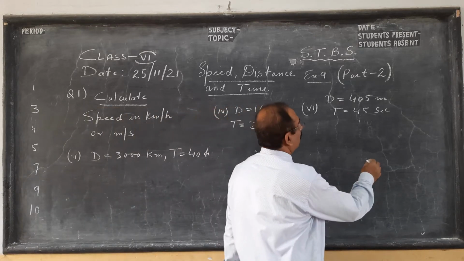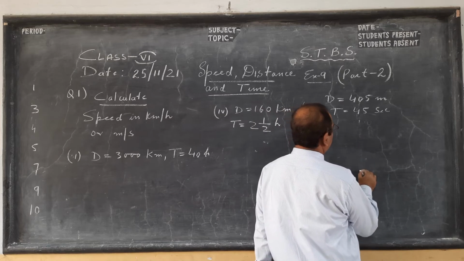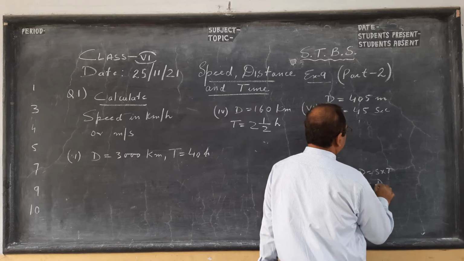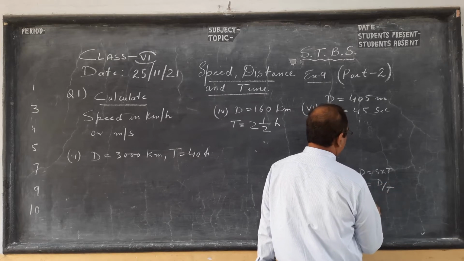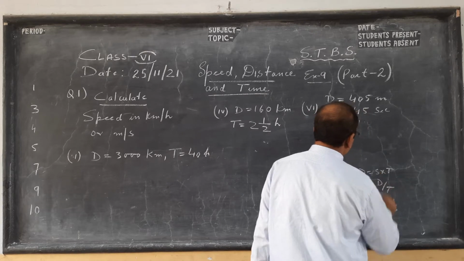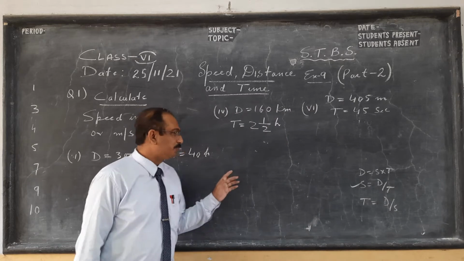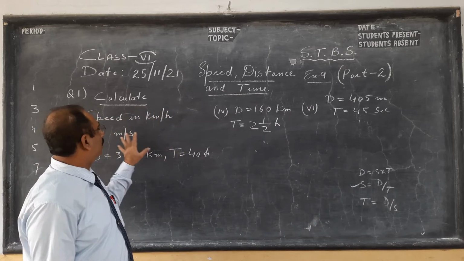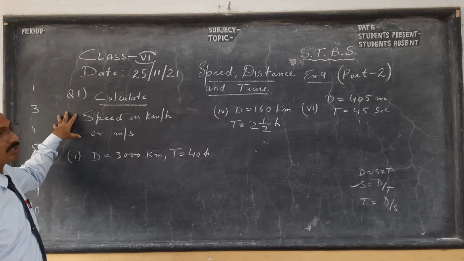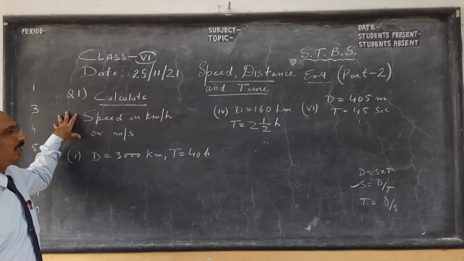Before you start, you can write the formula like here: distance is speed into time, or we have speed as distance by time and time as distance by speed. Generally in this question 1 we are going to use speed is distance by time. I have taken 3 parts of question 1, and the rest 3 you can try. In part 1 I explained how we convert meter per second to kilometer per hour and vice versa. So here we go.